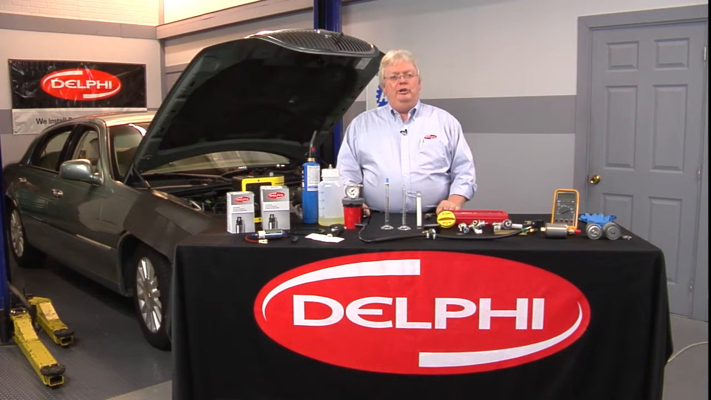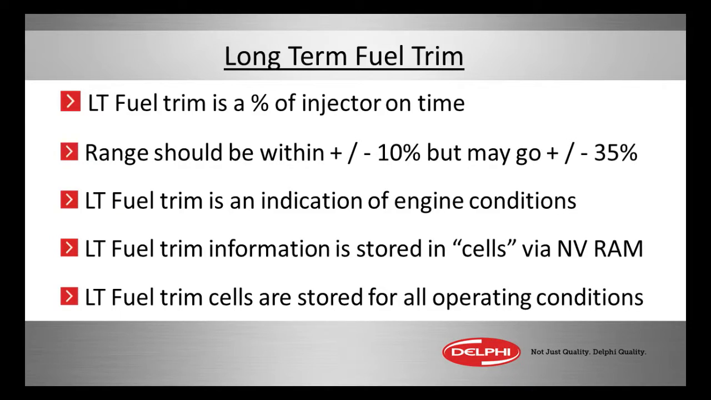So we move on to long-term fuel trim. Basically, it is going to be following short-term. So it is a percentage of injector on time, as is short-term, and the range is the same, positive or negative 10% within a window of acceptability, but if we see 20 into the 30s, we're going to set the MIL. Long-term fuel trim is an indication of engine conditions overall over the course of different driving conditions. Those driving conditions are stored into what are called memory cells, in non-volatile RAM. In other words, you turn the key off, and on most vehicles you're going to maintain those numbers that were updated either 2 minutes ago or 2 days ago.